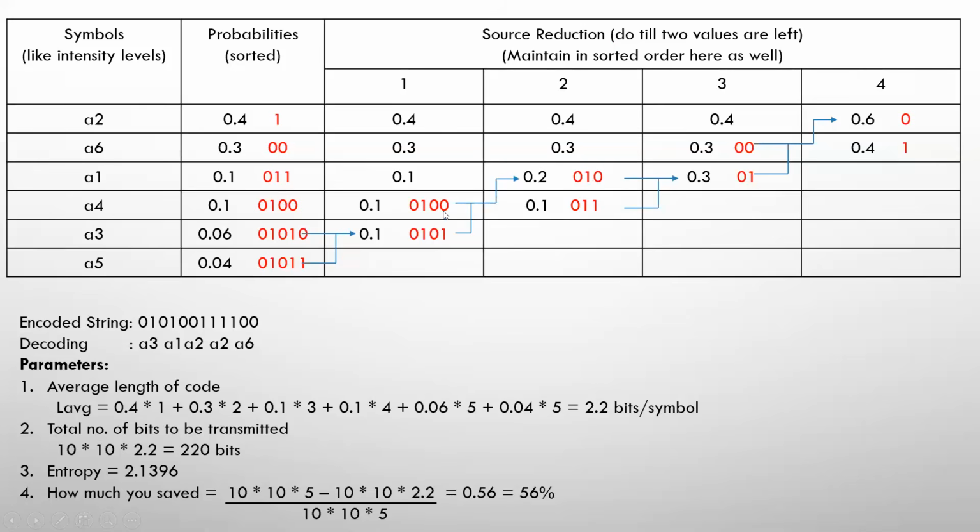Now this came from what? Addition of 0.1 and 0.1. So this is 0, 1, 0. So I'll write 0, 1, 0, 0, 1, 0. Append 0 over here, append 1 over here.